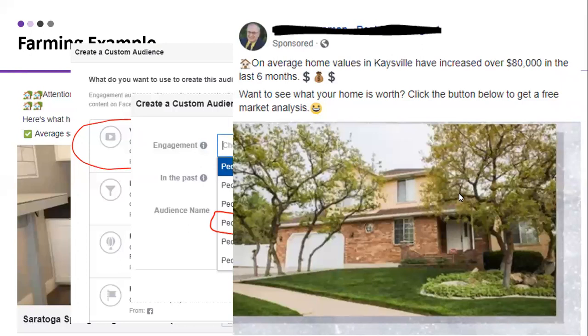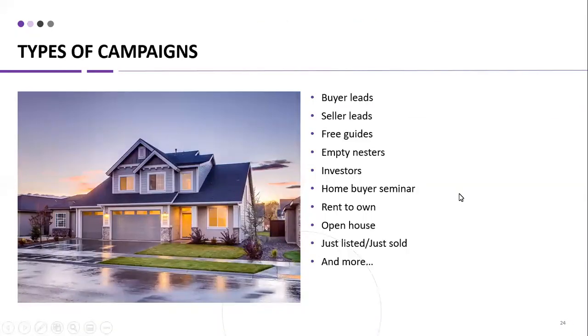So with that being said, let's go to the types of campaigns. Basically, I've run campaigns for just about anything you can imagine. Buyer leads, seller leads, using a free guide like a buyer's guide or a seller's guide to generate leads, empty nesters, investors, home buyer seminars, and so on and so forth. So again, it's just the series of steps with each one of these campaigns that makes the success happen.